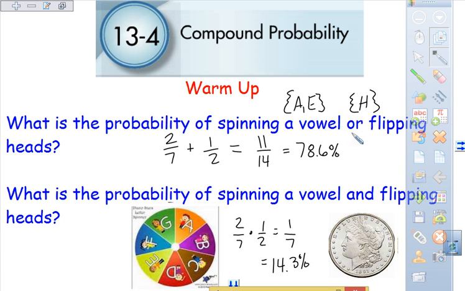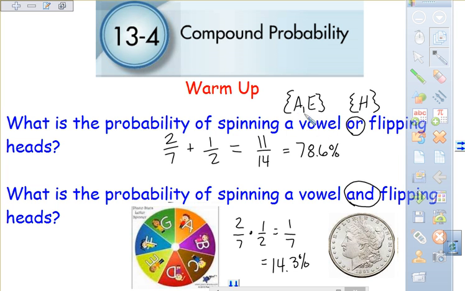The first problem has the word or in it. The second problem has the word and in it, so it makes these questions different. In this case, we could just get a vowel, or we could get a vowel and a head. So there's more possibilities on the top question.